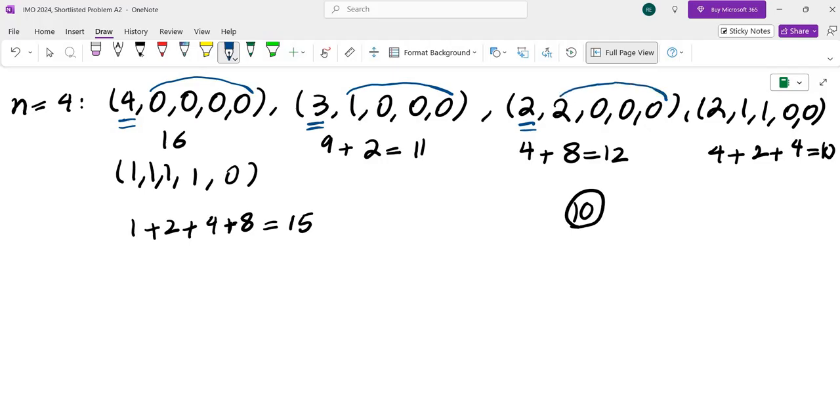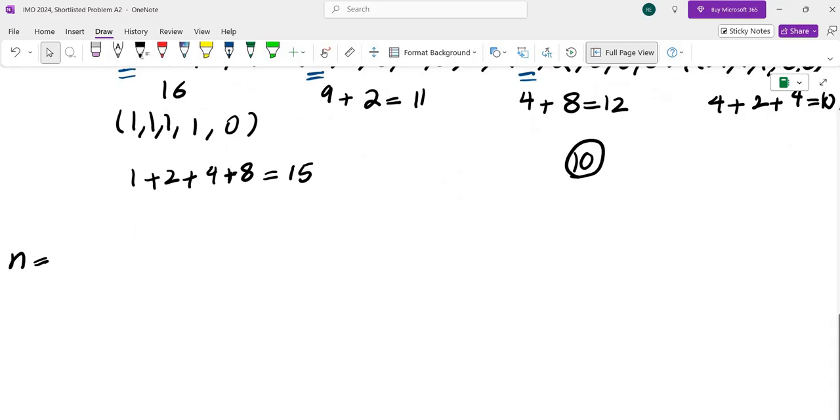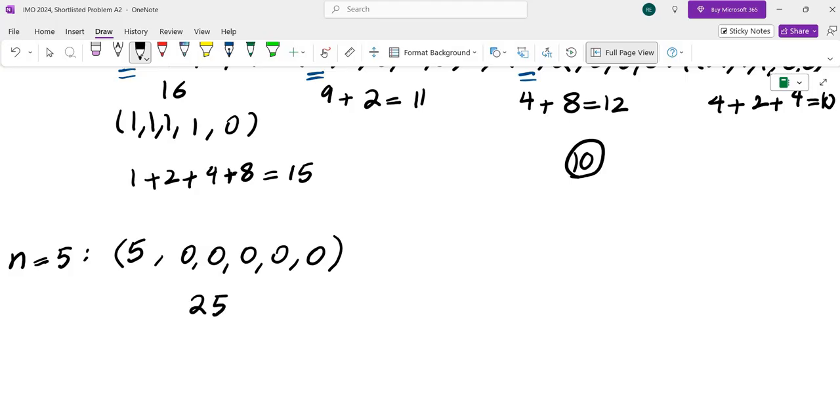So maybe we can use some sort of an inductive idea. Let's say I want to find the minimum for n equals 5. What can I do? I can take the first one to be 5, and of course the rest of them would have to add up to 0. So the answer would be 25. Now let's say the first one is 4. The next ones would have to add up to 1.